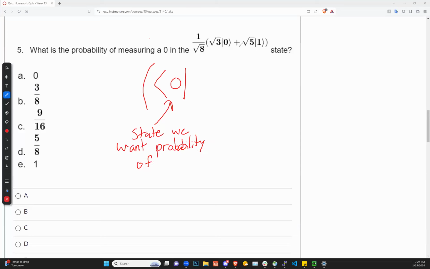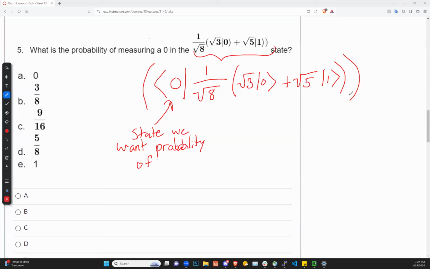And then on the right, we put the state that we are measuring. So in this case, we will have 1 over the square root of 8 times the square root of 3 times 0 plus the square root of 5 times 1. And then all of this is going to be squared. The square is the same for vector representation or ket representation. You're always going to have that square. Born's rule tells us, however we're calculating this, we need to take the square.